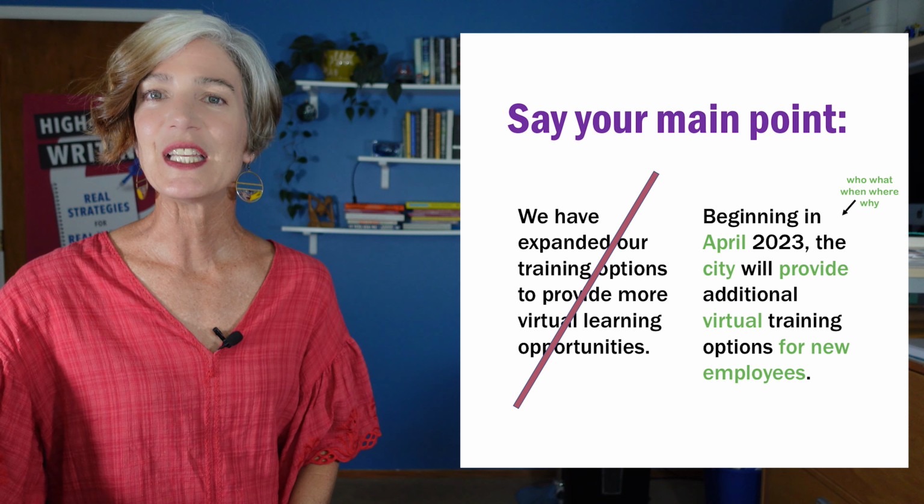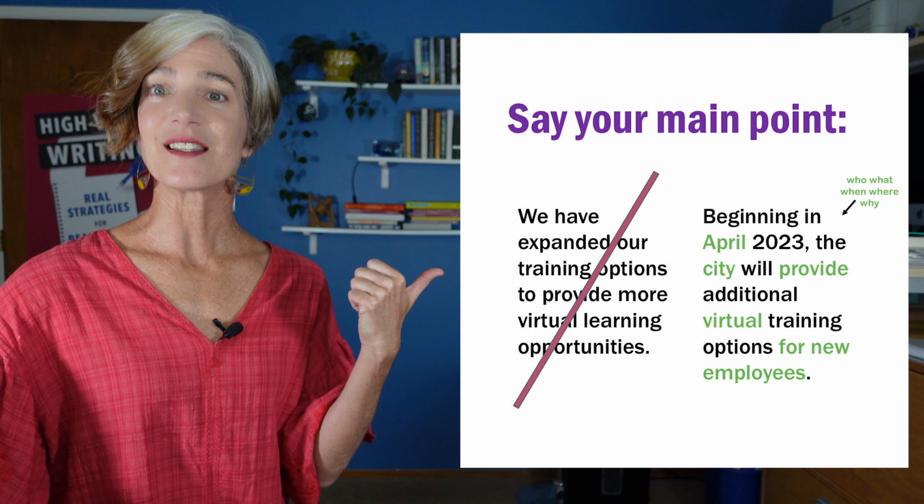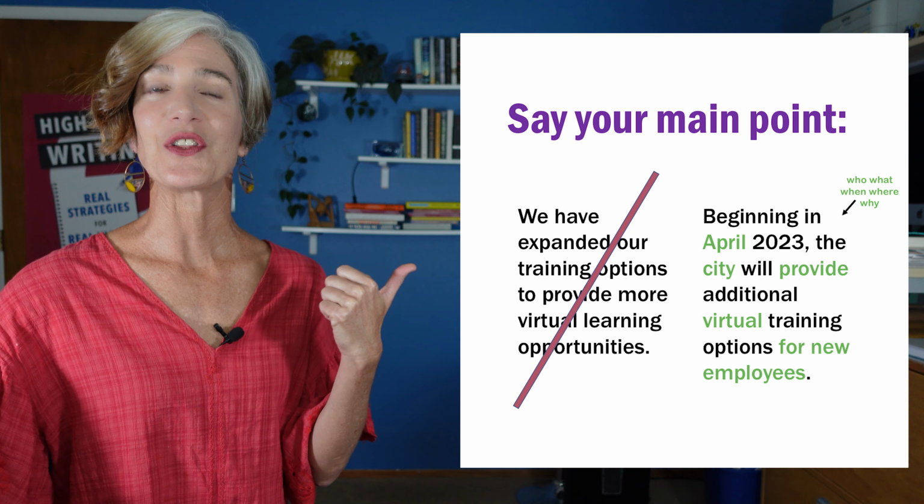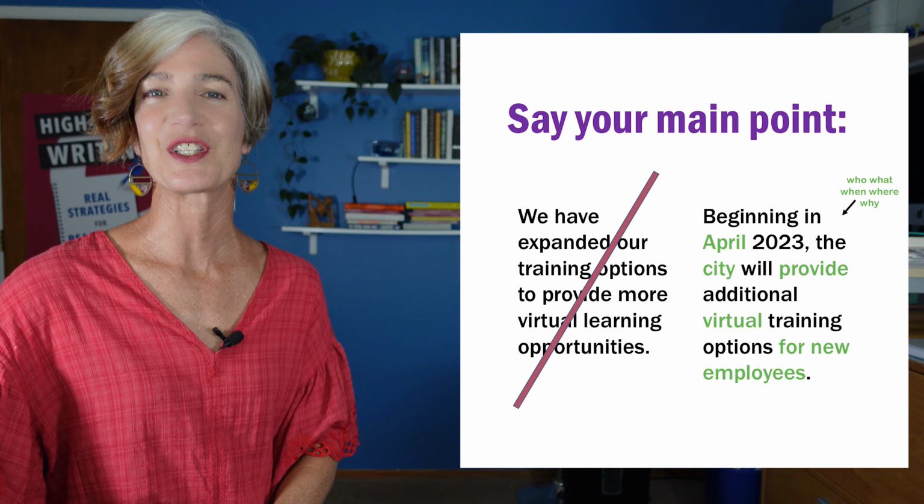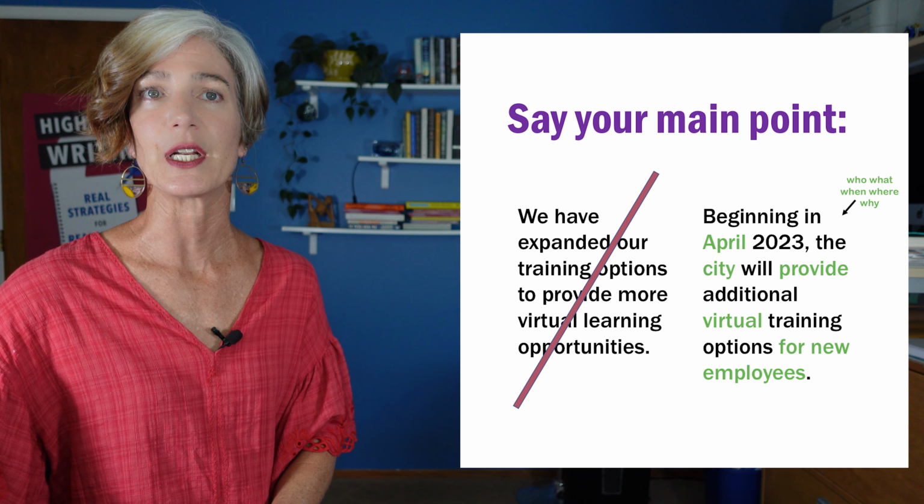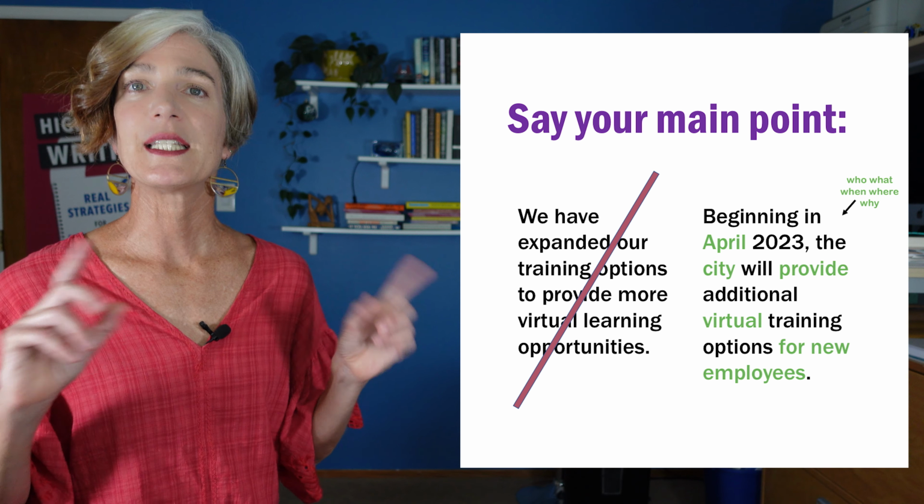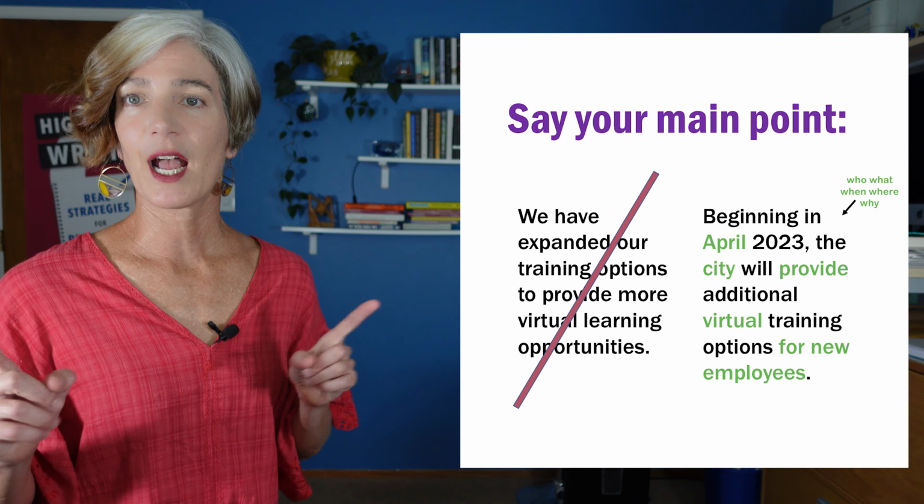Now, it's also kind of easy to follow because, as opposed to the crossed out one, those 5 W's help us be really clear and specific. So maybe I want to talk about new training options. Well, if I just said we have expanded our training options to provide more virtual learning opportunities, that's nice, but it doesn't have all the details a reader might want. We'd have to still include more sentences.